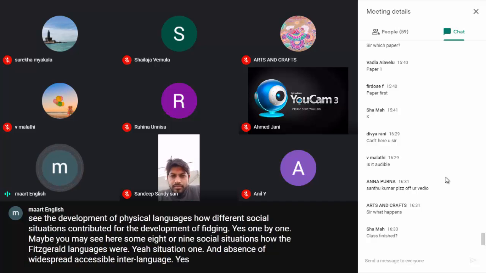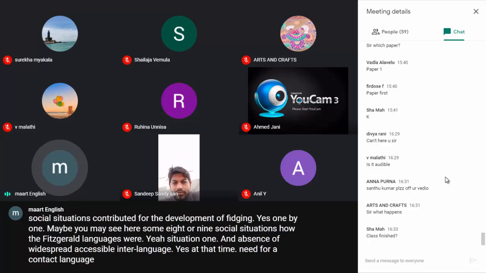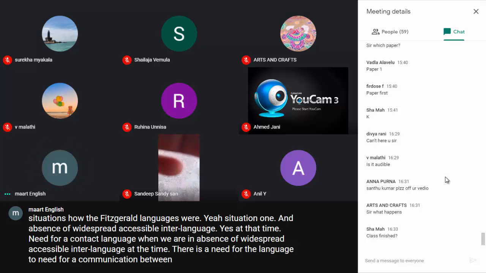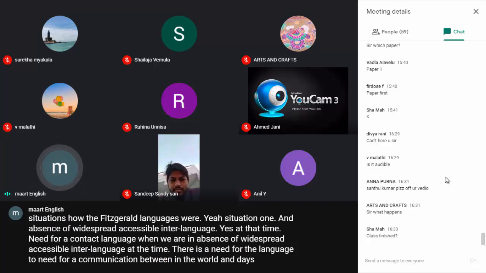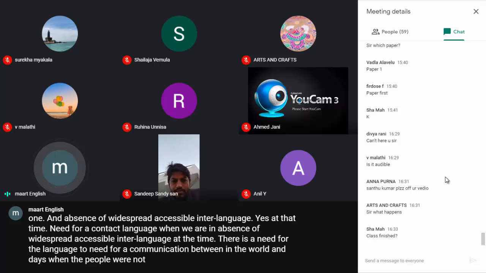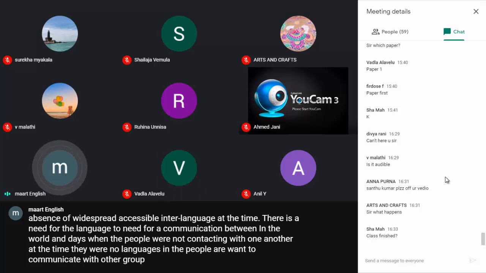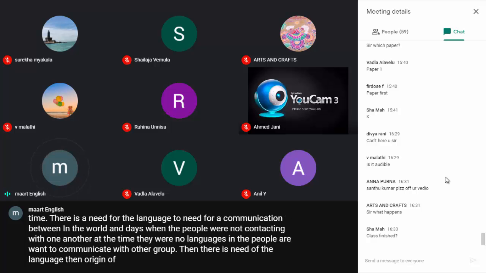At that time, there is a need for a contact language. When we are in the absence of a widespread accessible interlanguage, there is a need for a language. Two, need for communication between groups. In the olden days, when people were not in contact with one another, there were no shared languages. When people wanted to communicate with another group, there was a need for a language. Then the origin of Pidgin started.